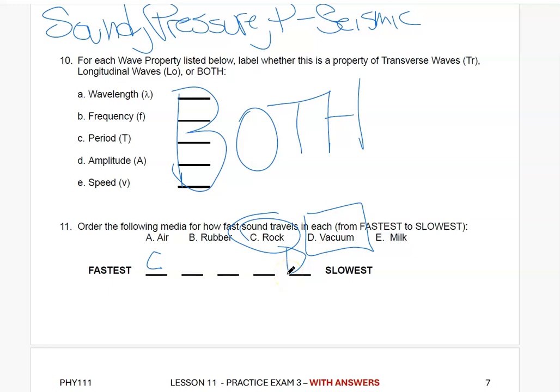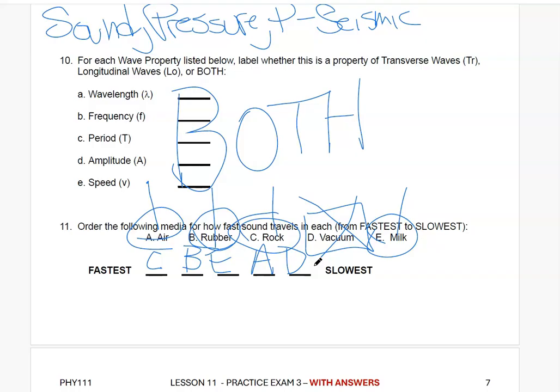Well, how do we fill in the rest? Well, rock is a stiff solid, but we also have a flexible solid. That would be our next fastest medium for sound to travel through. Those are our 2 solids. We'll look for a liquid. Well, we have milk. Milk would be next. It's our only liquid in the list. And then we're down to air, our only gas on the list. So the order is going to be rock, rubber, milk, air, and then no sound in a vacuum. And that completes this video.